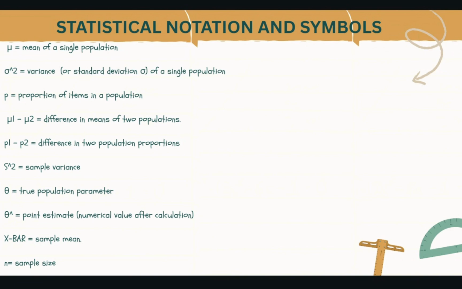S squared is the sample variance. Theta is the true population parameter, and theta hat is the point estimate, or numerical value after calculation. And X bar is the sample mean. N represents the sample size.